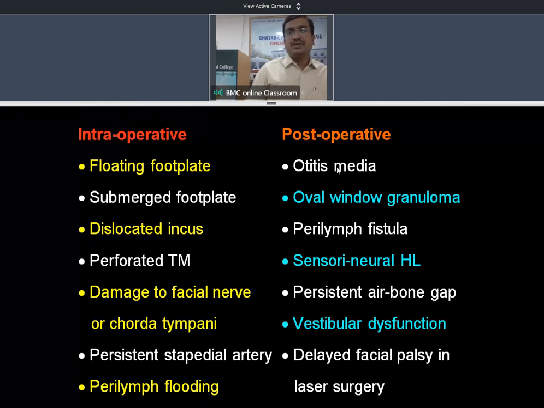Post-operatively, there is a chance of infection in the middle ear, that is otitis media, oval window region granulation formation, perilymph fistula, and sensorineural hearing loss.